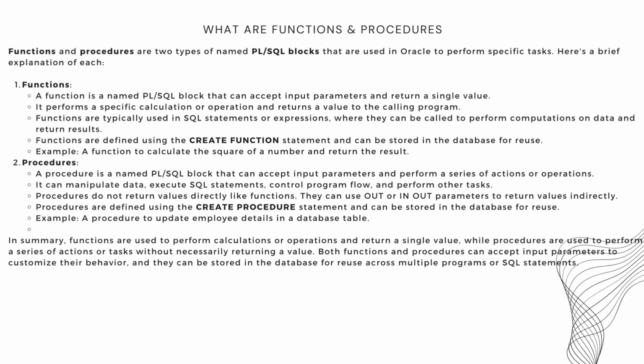Functions and procedures are two types of named PL/SQL blocks that are used in Oracle to perform specific tasks. Here's a brief explanation of each. Functions. A function is a named PL/SQL block that can accept input parameters and return a single value. It performs a specific calculation or operation and returns a value to the calling program.